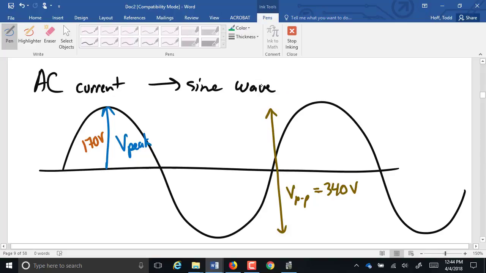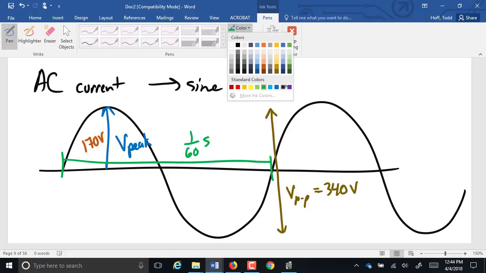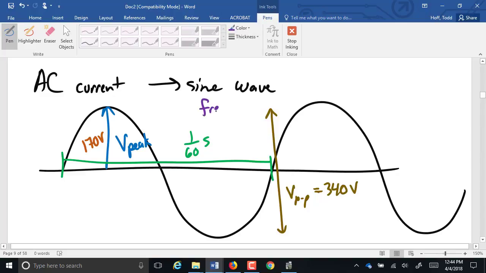The wavelength of what's coming out of your wall outlet, from the beginning of the sine cycle to the end of the sine cycle, is 1/60th of a second. We measure that in terms of frequency. The frequency would be what we call 60 hertz.